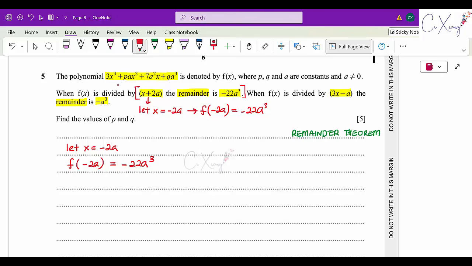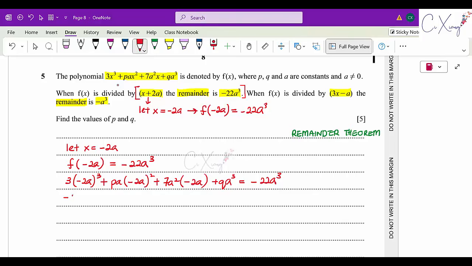Okay, substitute your x in your polynomial here. So you're having negative 2a power 3 plus pa, then x squared means negative 2a power 2, then the x here is negative 2a, then plus qa power 3 equals the remainder, negative 22a power 3. Then you need to simplify this very carefully.